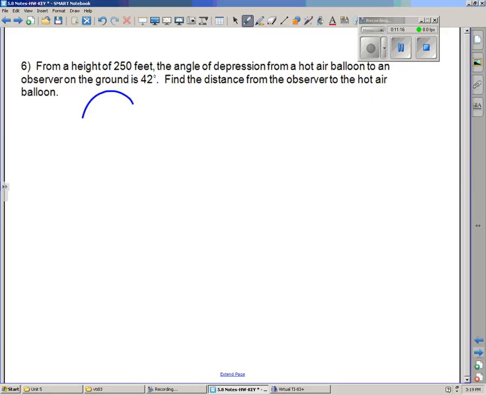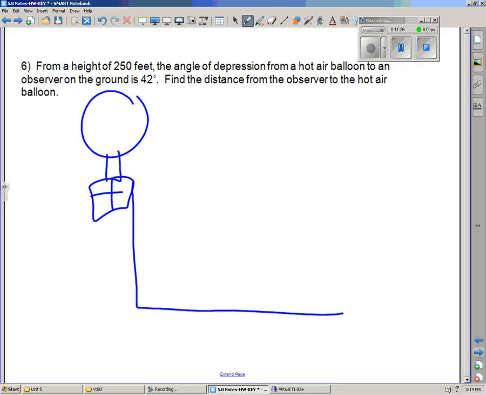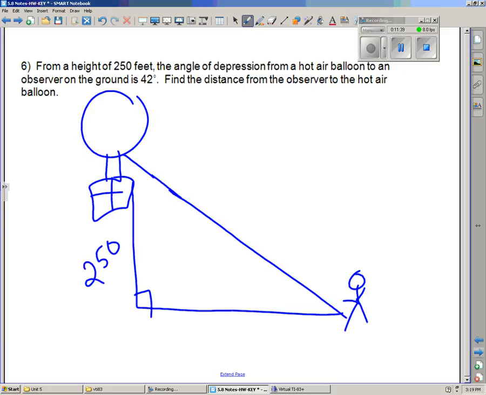So we've got this hot air balloon right here. And then we've got, what, some person on, from a height 250 feet. So this height's 250 feet. This is going to be the right angle. There has to be a person on the ground who's right over here. This is going to be the right triangle. It says the angle of depression. So we know the angle of depression is right here. Again, if that angle is 42, its complement angle is 48. Or you can just realize that the angle down here is also going to be 42.